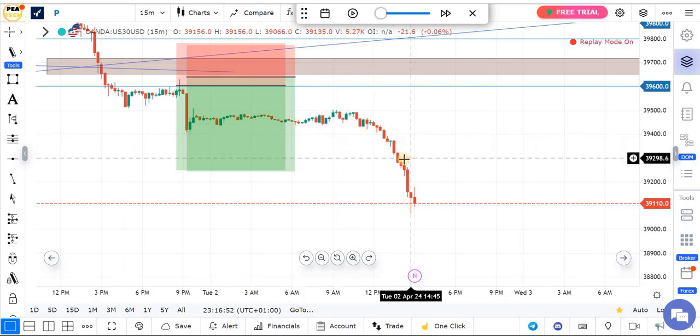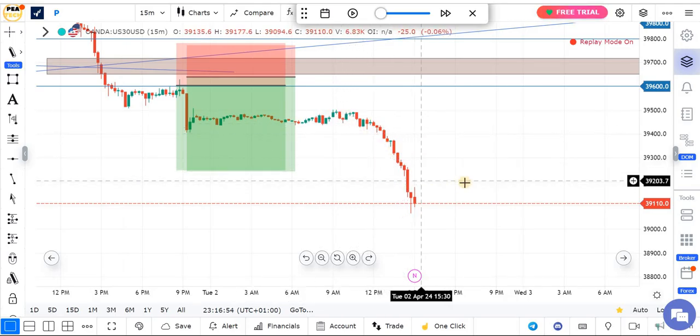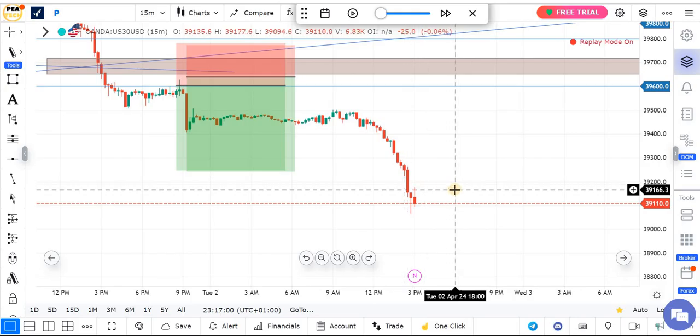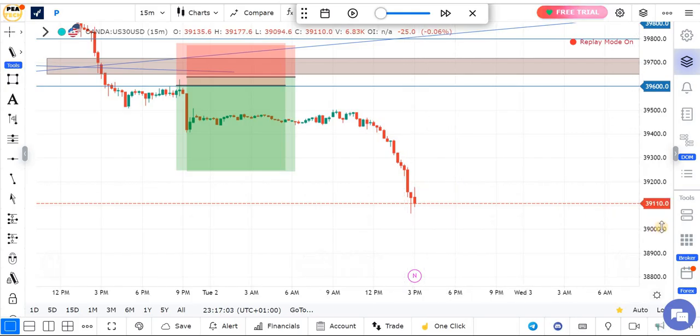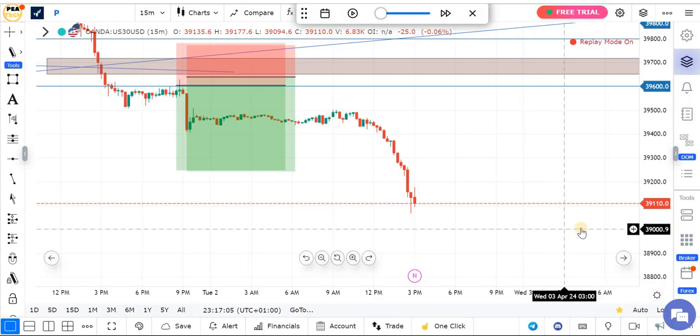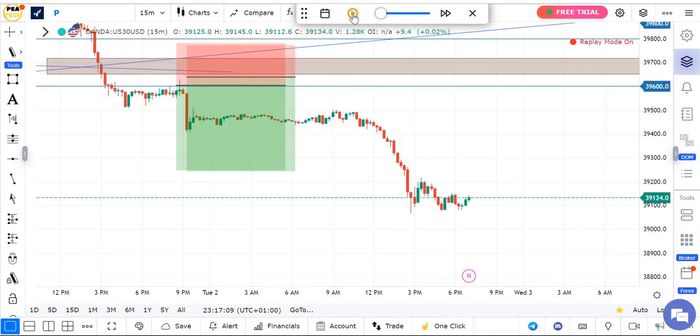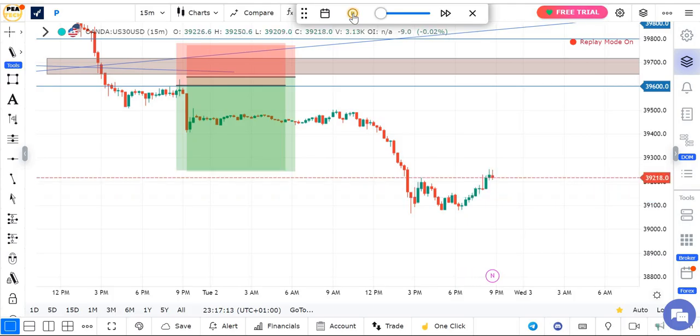Okay, so this is your cycle level and it has been hit. From this number, you can see 39200 is your next cycle level and it has reached. The next one will be 3900, right? Which is around here. So let's see. Okay, so it got to 39100.